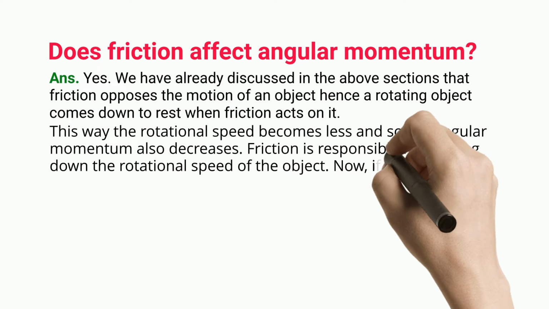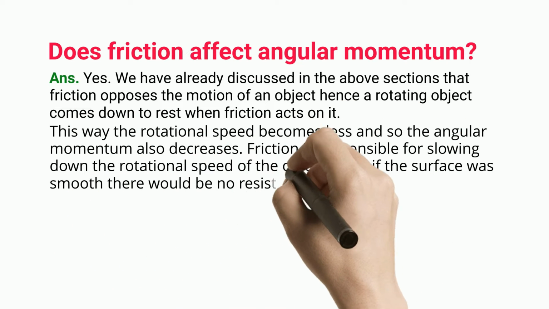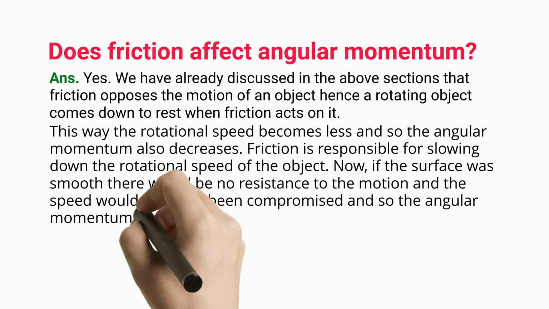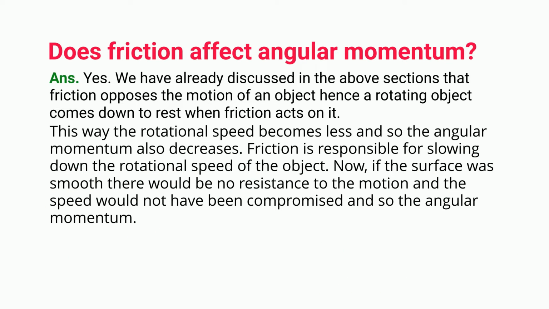Friction is responsible for slowing down the rotational speed of the object. Now, if the surface was smooth, there would be no resistance to the motion and the speed would not have been compromised, and so the angular momentum.